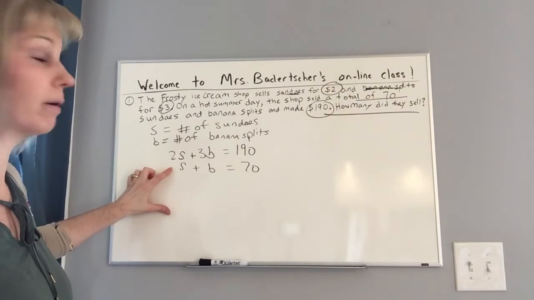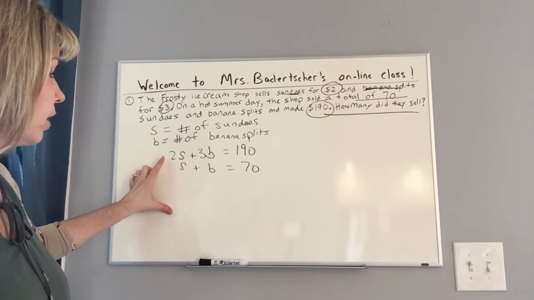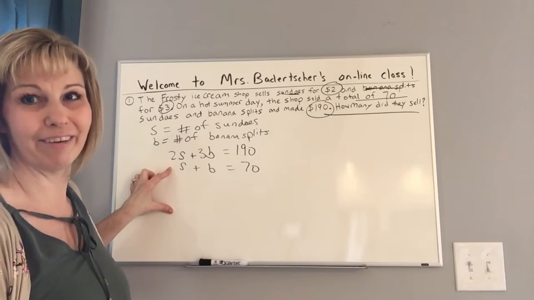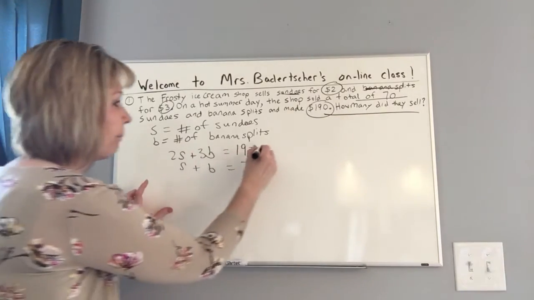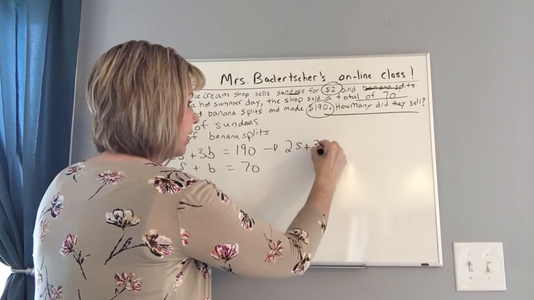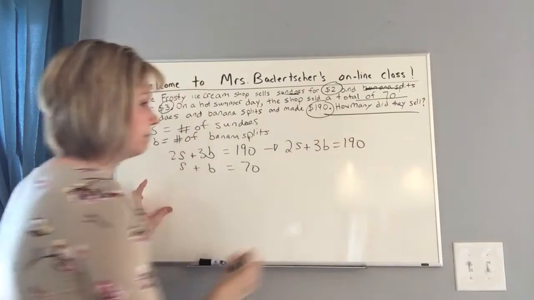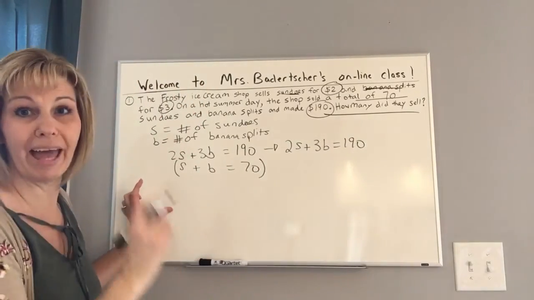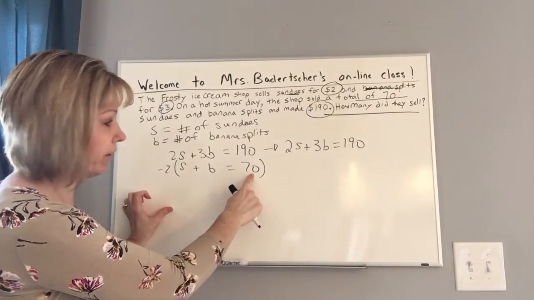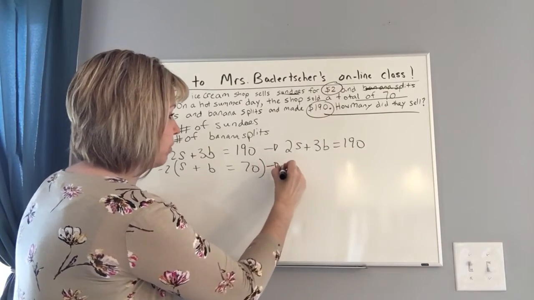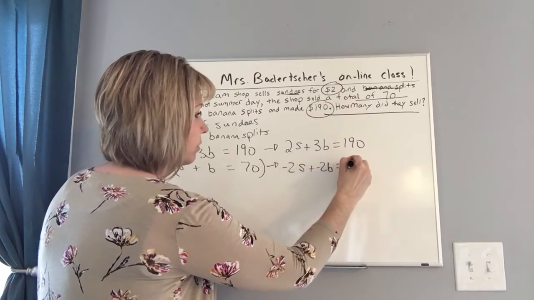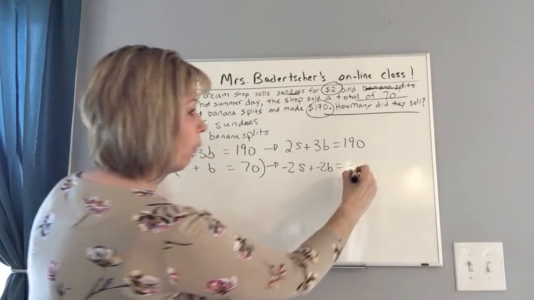So think about what variable you want to eliminate. Probably the smaller one. So if that says 2, what does this need to say to eliminate it? -2. Good. So let's multiply. The top one we're not going to change. I'm going to rewrite it as 2S plus 3B equals 190. The bottom one, we're going to multiply every single thing by -2. Again, this is where I saw some mistakes. Forget to multiply your number by -2. So what it should be is -2S plus -2B equals negative 140.